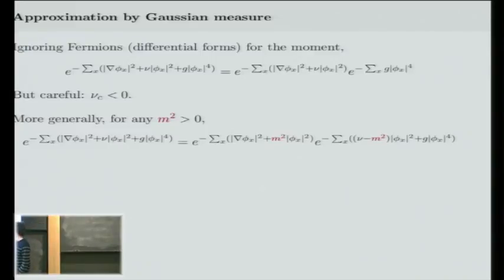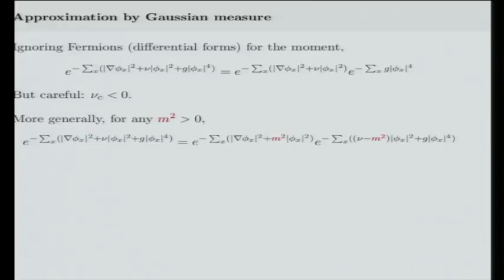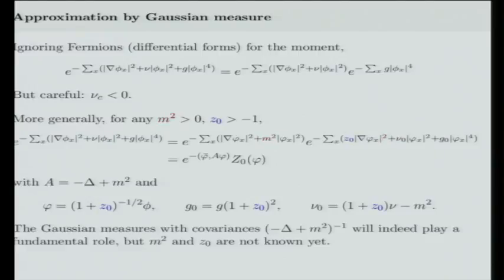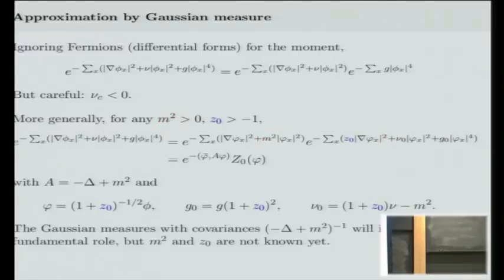More generally, however, you could also split this kinetic or gradient phi squared term. You could split it into two parts. One stays here. One goes into the perturbation. And once you do that, you can always rescale the field to normalize the factor that appears here to have constant 1 in front of it. So let me do that. I'll introduce another parameter, z0, and a rescaled field, for which I'll use a different phi.